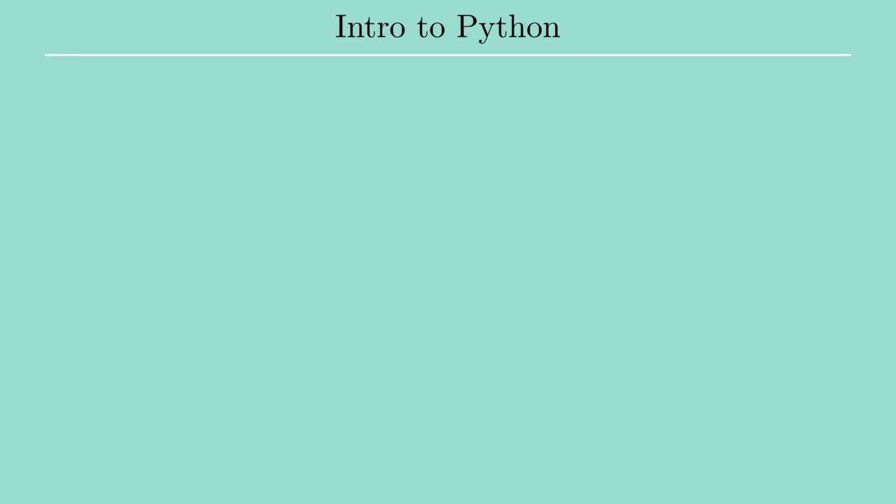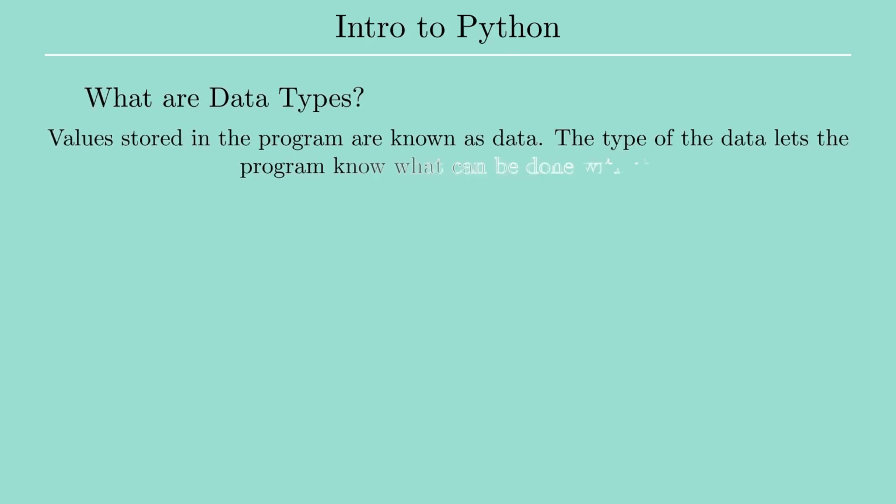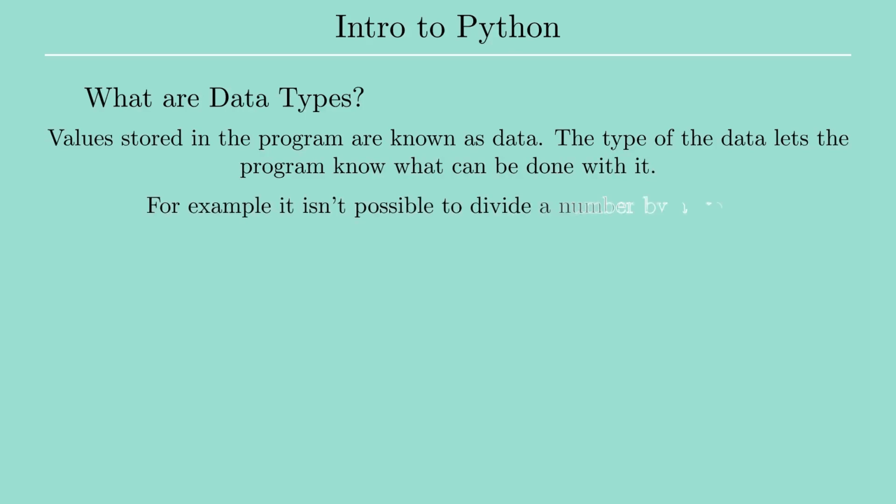Introduction to Python. Any object in Python has a type. The type of an object lets you know what can be done with it. For example, it doesn't make sense to try and divide a number by a word because there are different types of objects. So in Python, they would have different data types.